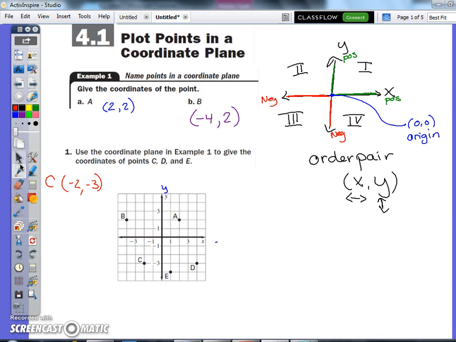Okay. When we are finding point D, which is right here, how many on the x? 1, 2, 3, 4. And down 1, 2, 3. Down is negative, remember? So we're 4 over on the x, down 3 on the y. So it's 4, negative 3. Then when we find point E, it's right here. So we're over 1 on the x, and down 1, 2, 3, 4. So negative 4 on the y. And there you have your first page.